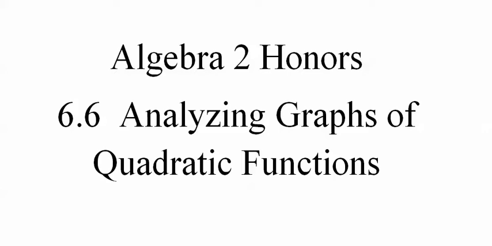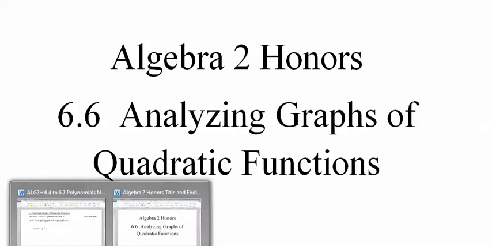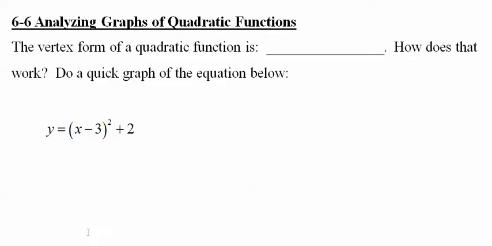Algebra 2 Honors, Lesson 6.6, Analyzing Graphs of Quadratic Functions. Talk about the vertex form. It's the last form we're going to talk about. It's a quadratic function, so it's y equals a(x minus h) squared plus k.